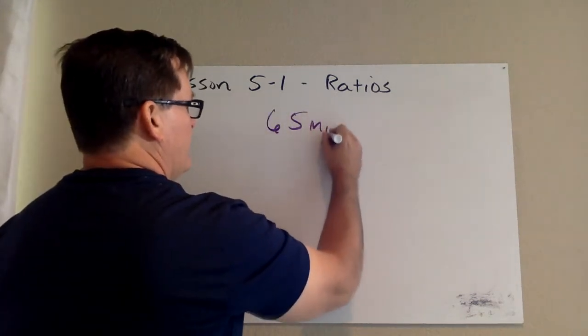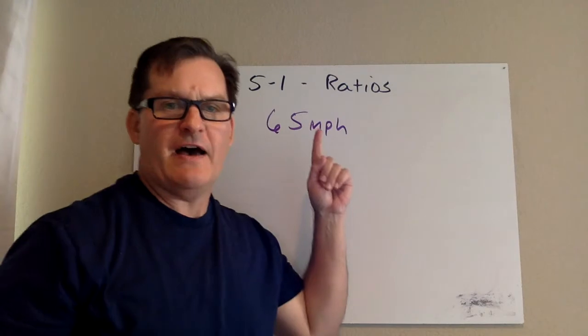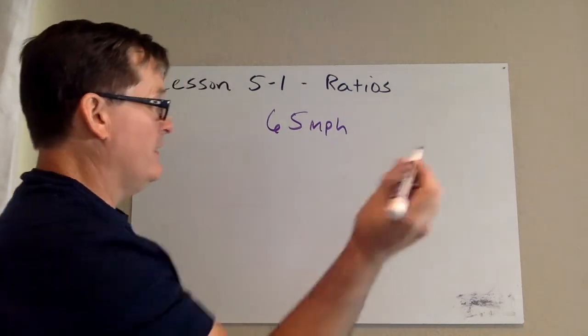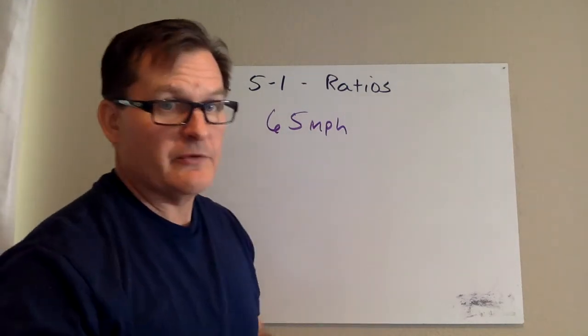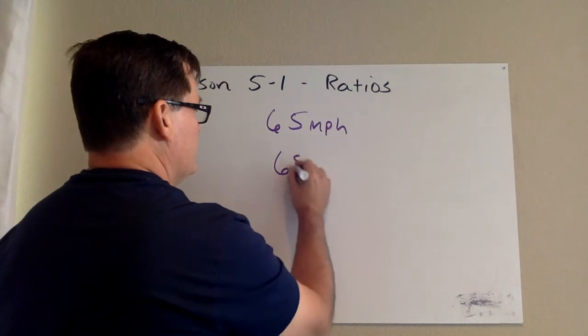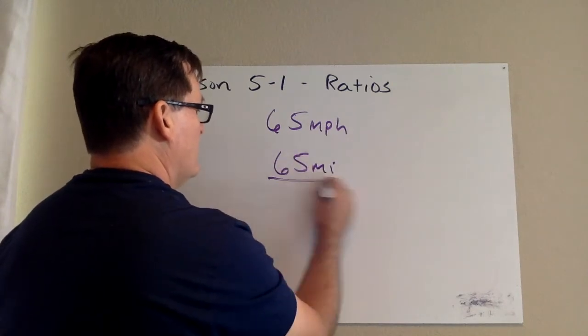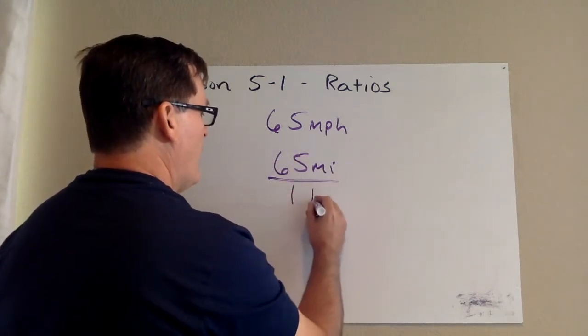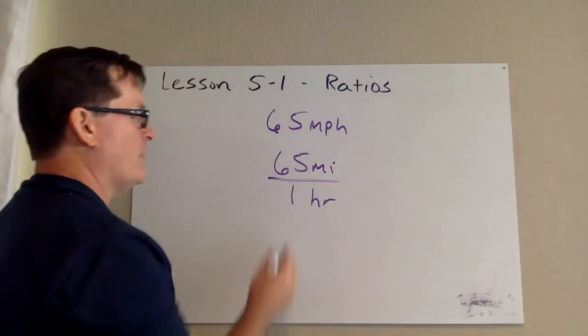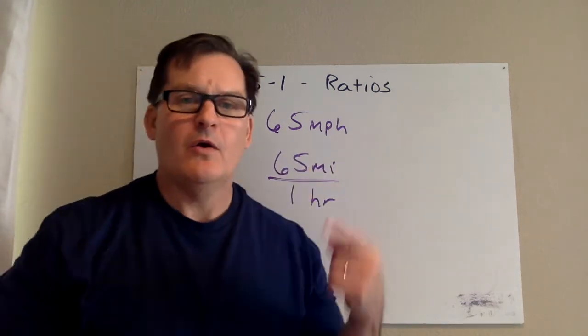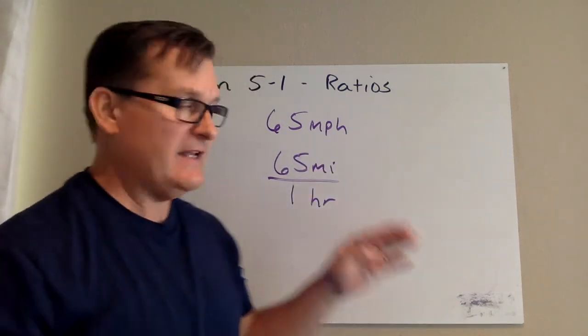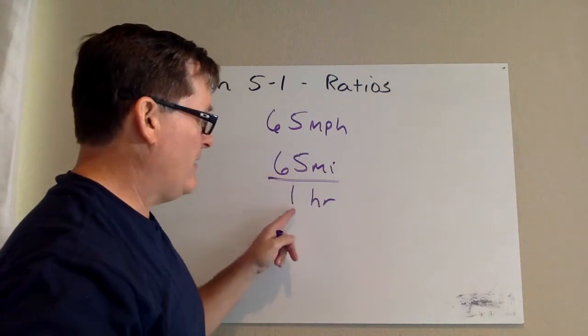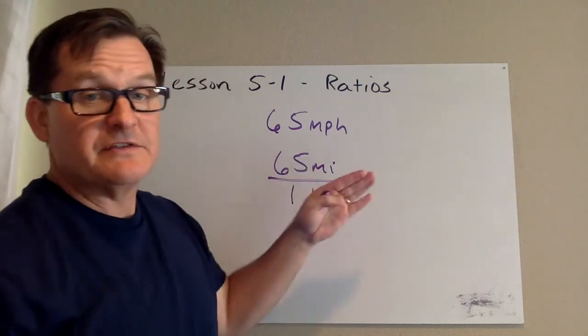65 mph. We know this is 65 miles per hour. This should be correctly written as a ratio. This would be 65 miles per every 1 hour, or 65 miles to 1 hour, 65 miles for 1 hour. What it means, we know, is that we can drive 65 miles every hour. It's a rate of speed.